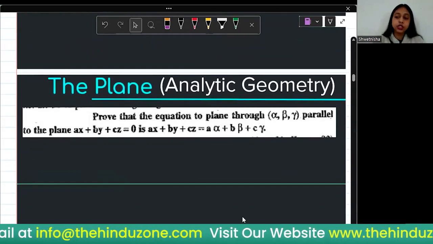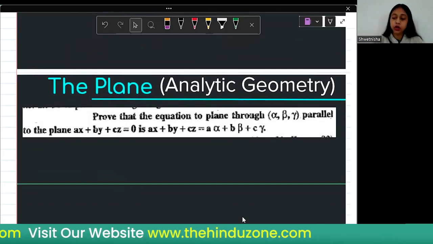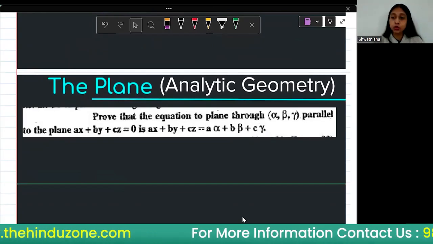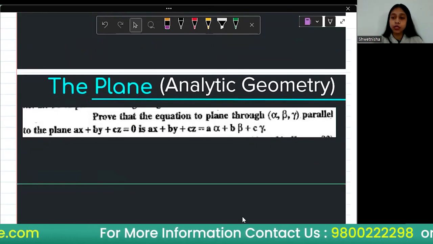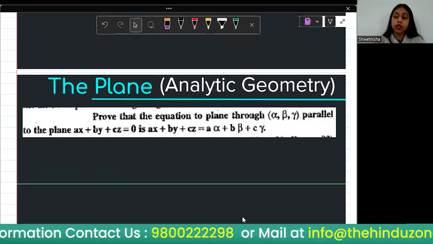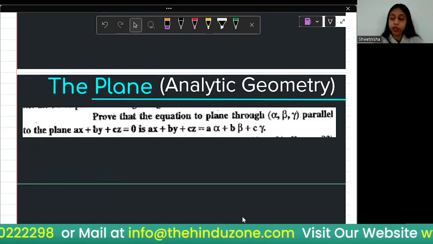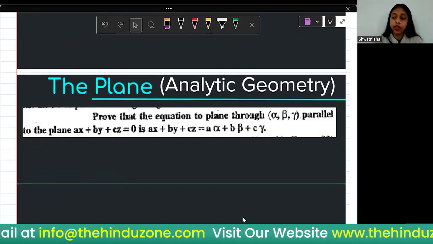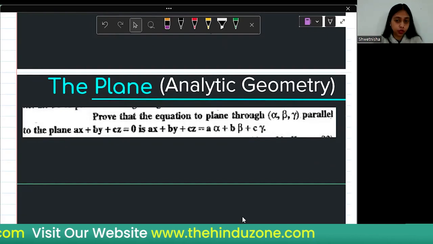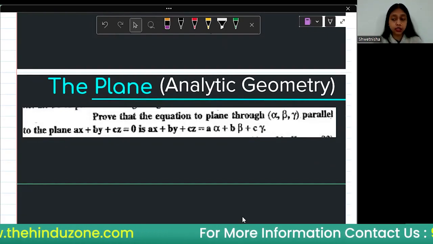Let's do this question. Prove that the equation of the plane through alpha, beta, gamma parallel to the plane is this. So what is the information given in our question? First, we have to find the equation of a plane which is passing through alpha, beta, gamma. We have done this.